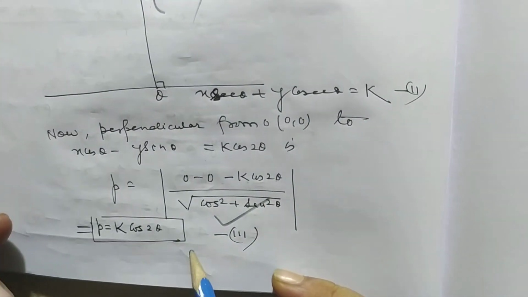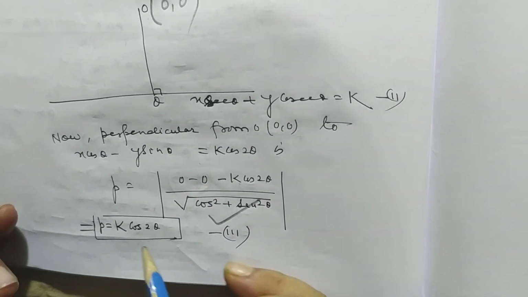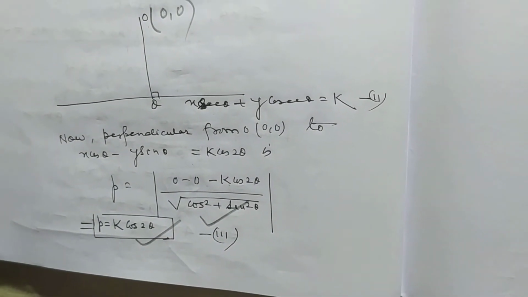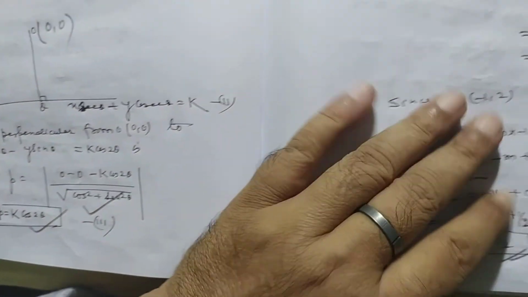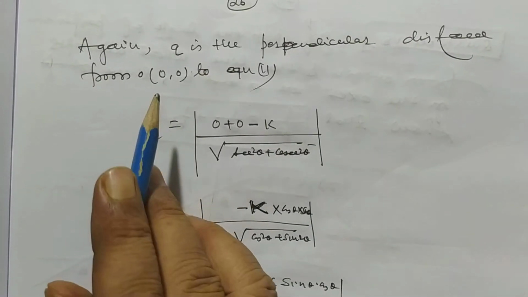divided by square root of cos square theta plus sin square theta. So P is equal to K cos 2 theta. Now my dear students, similarly we can find the value of Q.